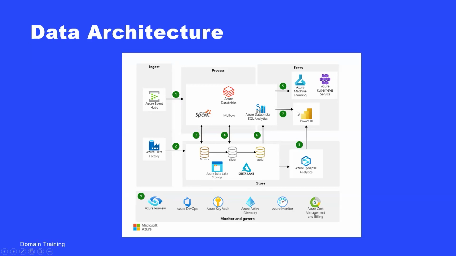So next you have your reporting layer where you have Azure Machine Learning or Kubernetes, where you're running your application. Here you have your reports in Power BI, and at the bottom you can see Azure Purview for data cataloging. You have your DevOps for CI/CD, Key Vault, Azure Active Directory for user management, Azure Monitor to check your application logs. Then you have your cost and billing.